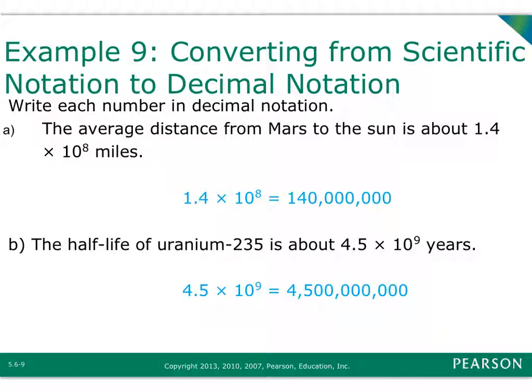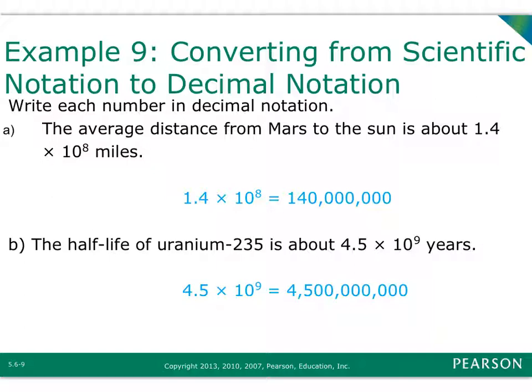So now we're going to convert from scientific notation to decimal notation. We write each number in decimal notation. For part A, the average distance from Mars to the Sun is about 1.4 times 10 to the 8th miles.